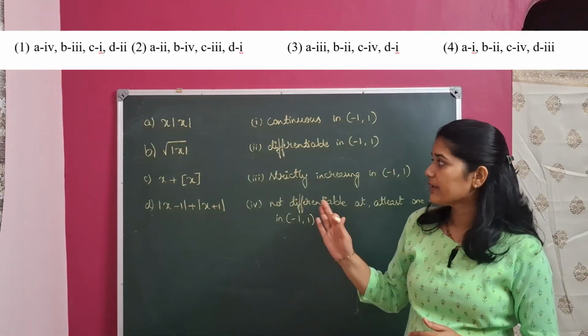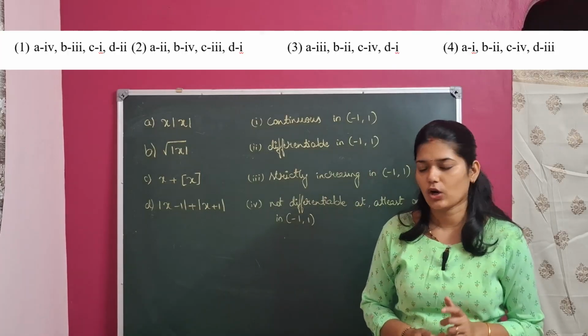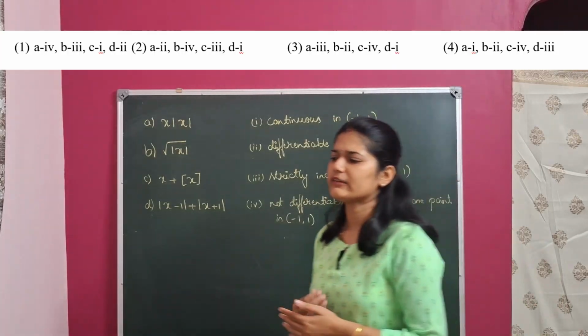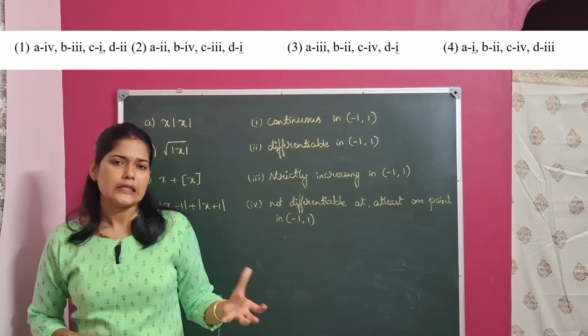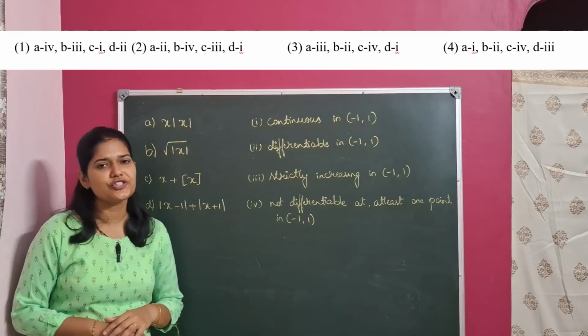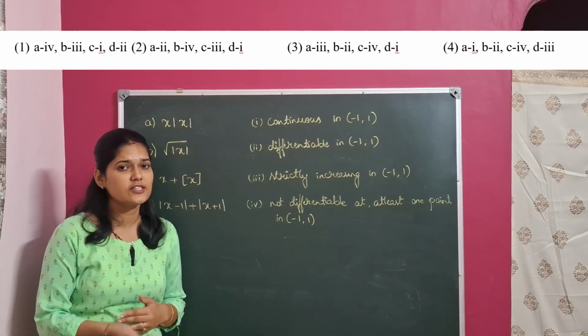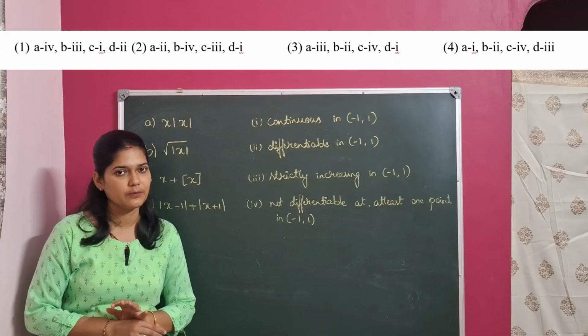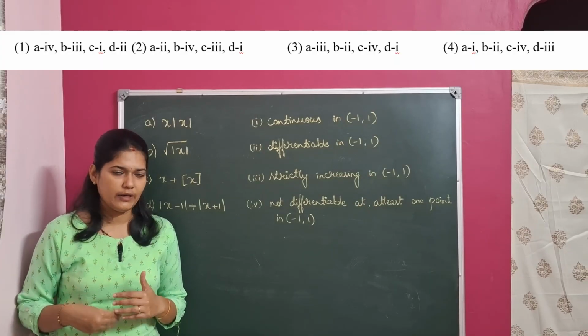So in this problem we have to match the two columns, column 1 and column 2. They have given the 4 options. In this we have to check whether the functions are continuous as well as whether they are differentiable. Let us look at them one by one.